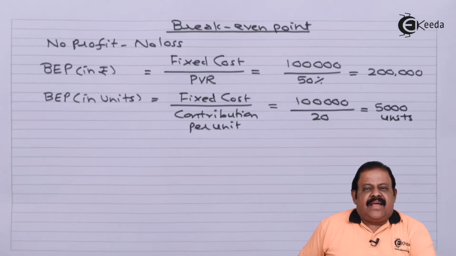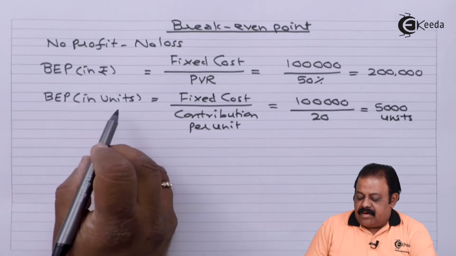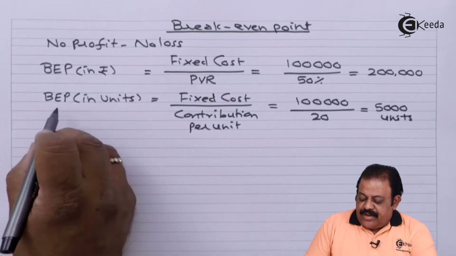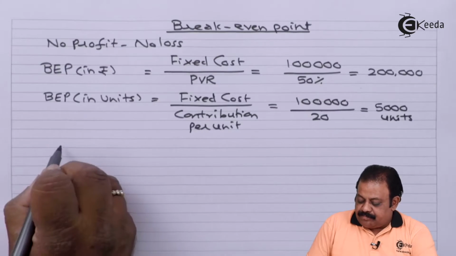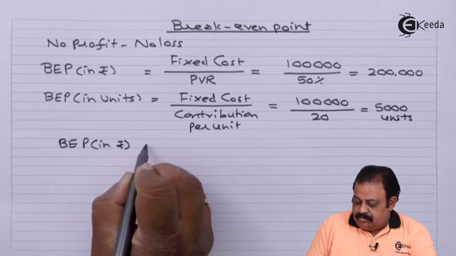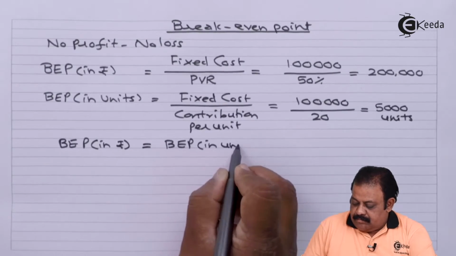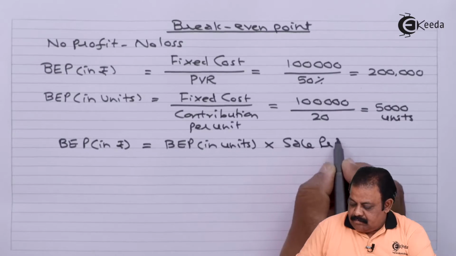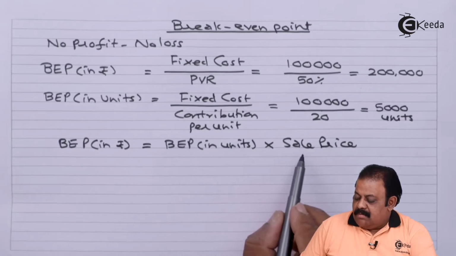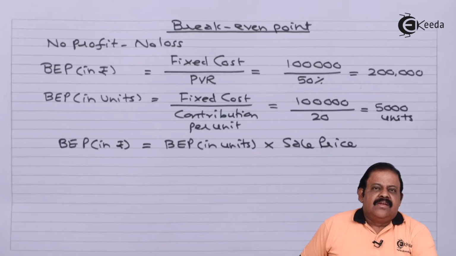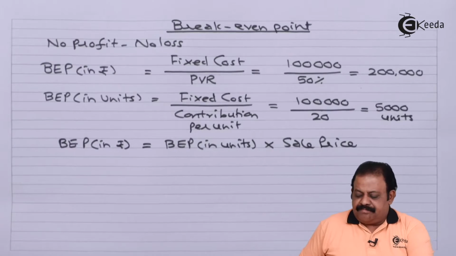That means manufacturer can know how many units of product he will require to sell so that he can recover his entire cost. There will be no profit, no loss. That is what the use of break even point in units formula. If we know break even point in units, we can also calculate break even point in rupees. Formula is break even point in rupees is equal to break even point in units multiplied by given sale price. This is the concept of break even point.